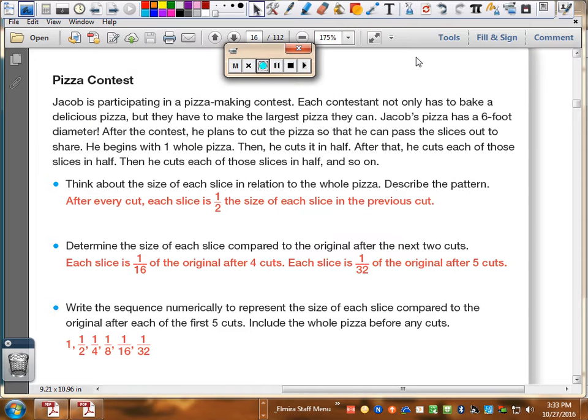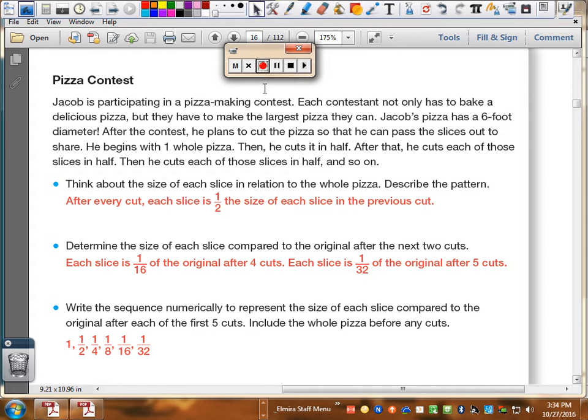This one was tricky for some kids because somehow they figured the 6 has to be part of it. But really 6 has nothing to do with it. It was just a little bit of interesting trivia. Jacob's Pizza was 6 foot in diameter. Well, isn't that neat? That's taller than Mrs. Andrews. I'm only 5'6". That would be a pizza bigger than me.